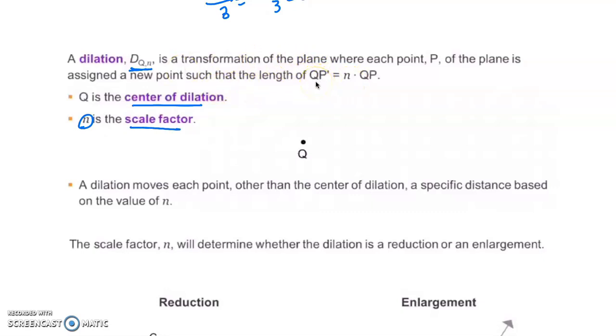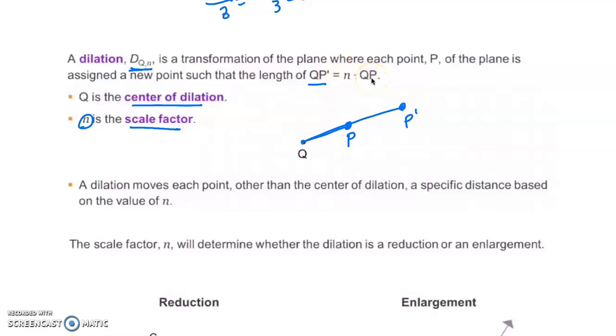So if you notice right here, QP, if I have Q and I go out to a point P, and if I dilate it, if I go out to this new point here, we're going to call this P prime. If you have this little notch by the P, that's called P prime. And the scale factor is always n times QP.